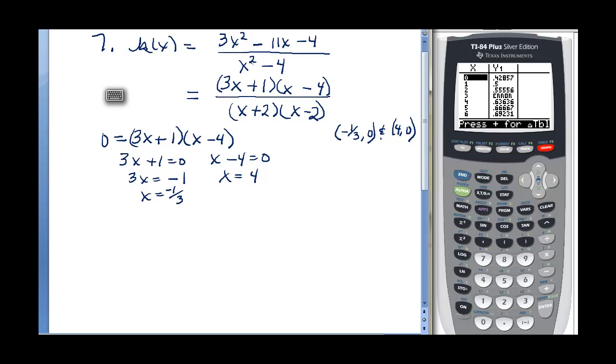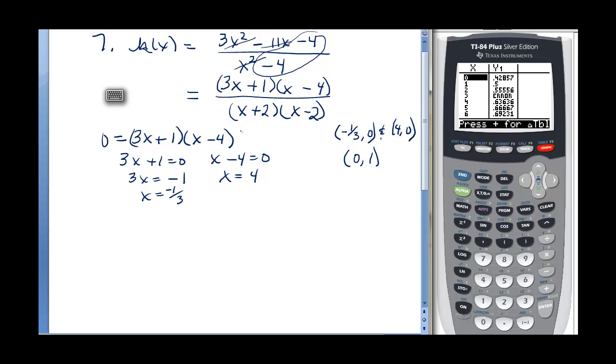To find the y-intercept, I am going to plug 0 in for x. If I just look up here and in my mind say, okay, this is going to be 0, this is going to be 0, this is going to be 0, so basically I'm going to have -4 over 4, or just 1. So my y-intercept is (0, 1).